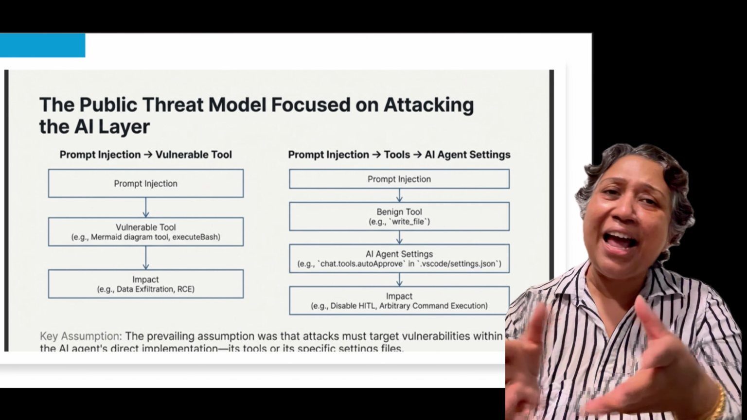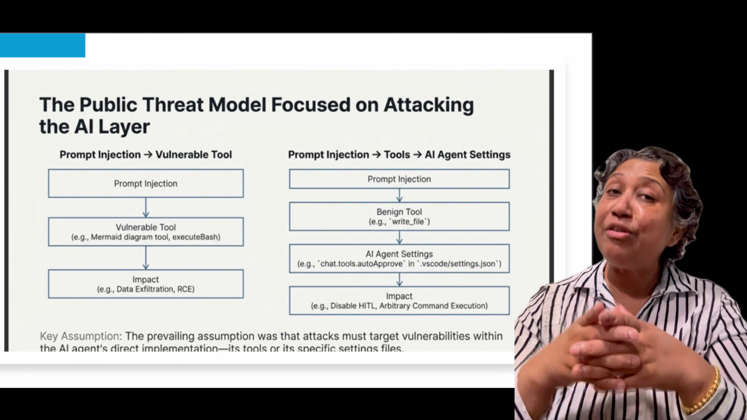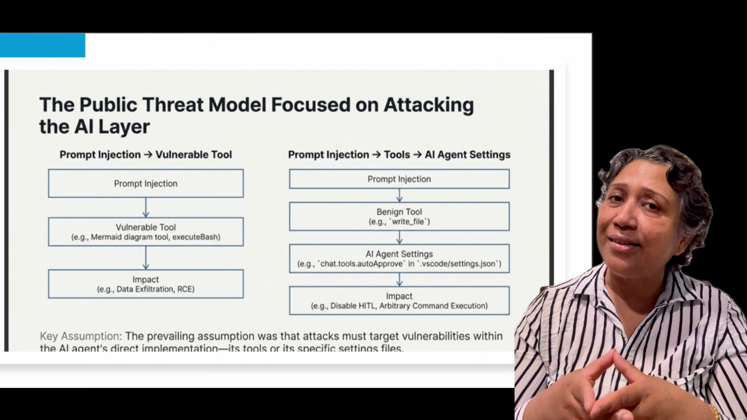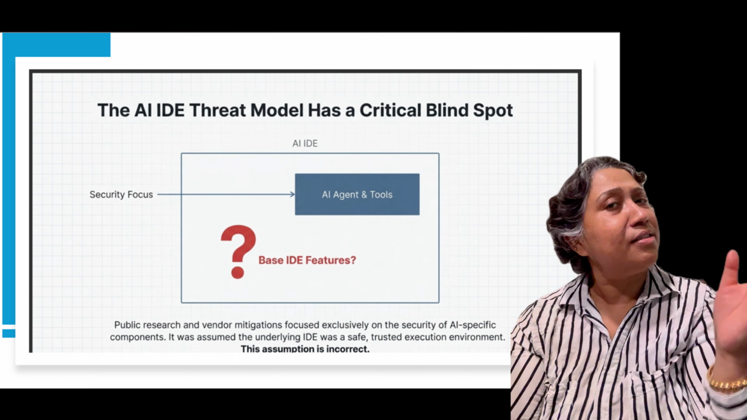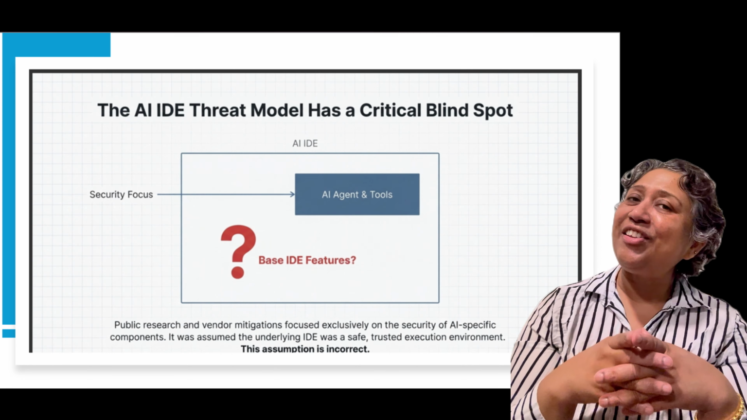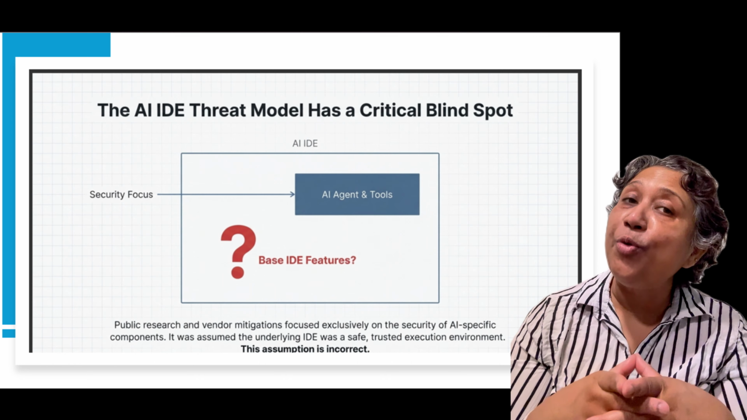That threat model had a fatal blind spot, which IDEsaster now exposes. We were so busy watching the AI that we took the IDE for granted. That sets the stage for the next slide, what everyone missed. And now here's the aha moment. We left the back door open. The AI IDE threat model had a critical blind spot: the base IDE's own features.